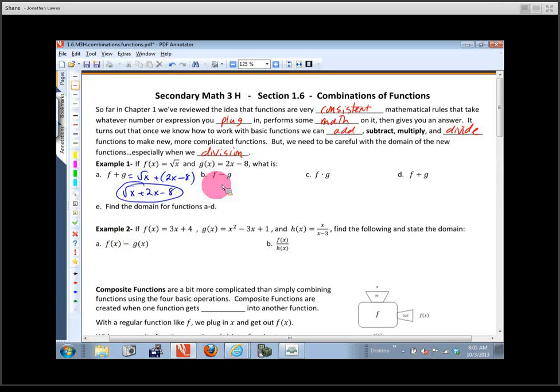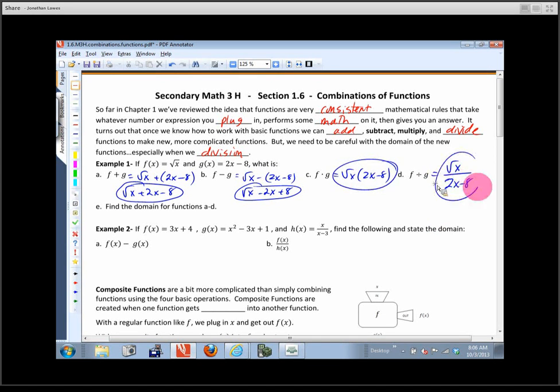Now, if I'm going to write down what I get when I do f minus g, square root x minus, it's a big deal on this one to put that in parentheses because I'm subtracting every term in that second function. So this is going to be the square root of x minus 2x plus 8. That's that new function. And this is just a multiplication problem, so we'll just do square root x times 2x minus 8. And really there's not a bunch of simplification that you do there. And then f divided by g would be the square root of x divided by 2x minus 8. Okay, so there are 4 new functions created from 2 very simple functions, f and g.